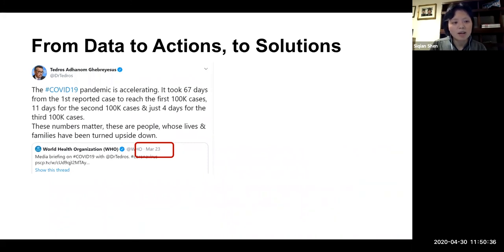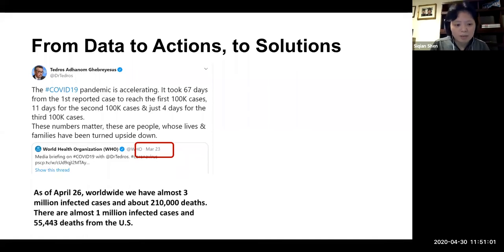This is a snapshot of the WHO Twitter account. It says that it took 67 days from the first reported case to reach the first 100K cases. Then the next 100K cases were reached in 11 days, and the next in 4 days. That was dated March 23. And we all know that, in fact, worldwide we have almost 3 million infected cases and about 210,000 deaths. And about a third of them are in the United States.